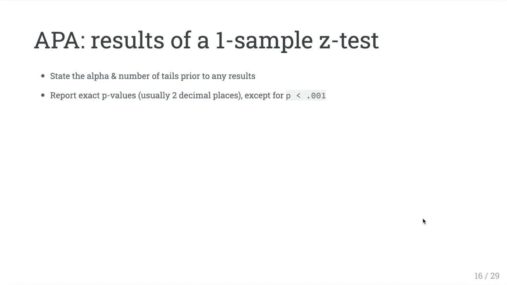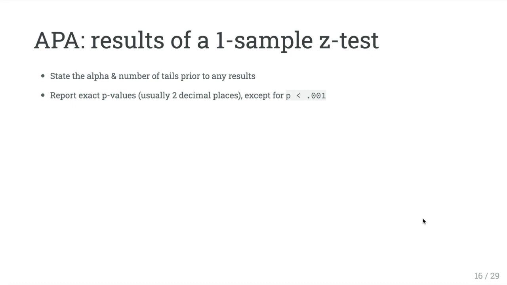All right, so when it comes to APA, and we're reporting the results of a one-sample z-test, which to be honest, you're probably not going to use very many one-sample z-tests in your life. We go over this one because it's the easiest one to start with. But generally, it is not one you're going to use a ton.